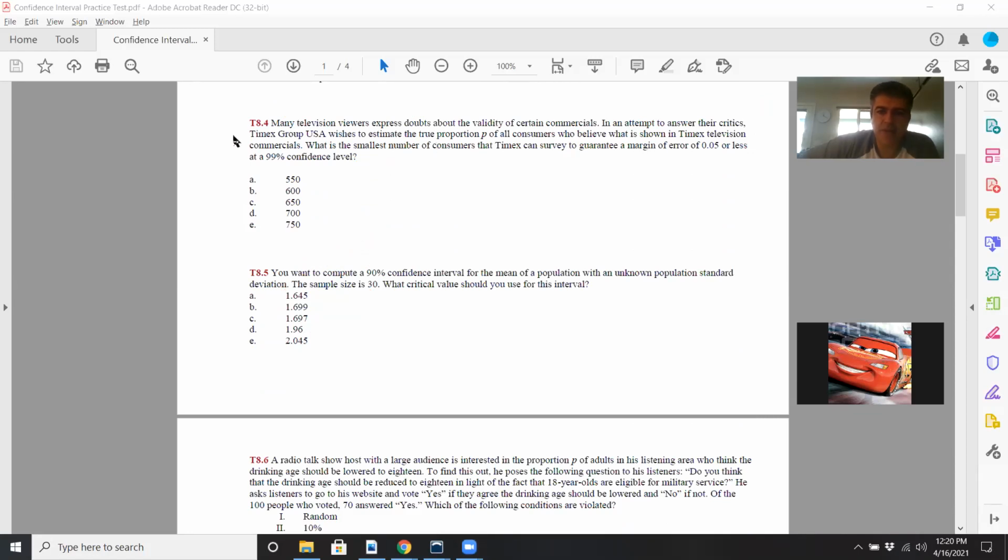Many television viewers express doubts about the validity of certain commercials. To attempt to answer their critics, Timex Group USA wants to estimate the true proportion of all consumers who believe what is shown in Timex television commercials. What is the smallest number of consumers that Timex should survey to guarantee a margin of error of 0.05 or less at a 99% confidence level? Okay.